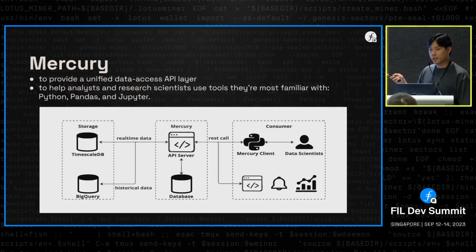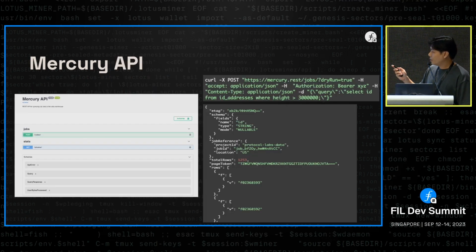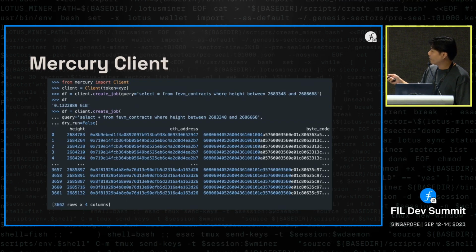And second, Mercury is a new data access API layer that the team provides. There are two goals. One is to provide a unified layer, and the second is to help our analysts and research scientists use a tool that they're most familiar with. So we offer a Python client which will automatically convert the result into data frames. Here's an example of how the Mercury API works, and the result that we're getting back in JSON format. With a couple of lines of Python code, you can easily run any query against our BigQuery dataset and get the result back in data frame format.